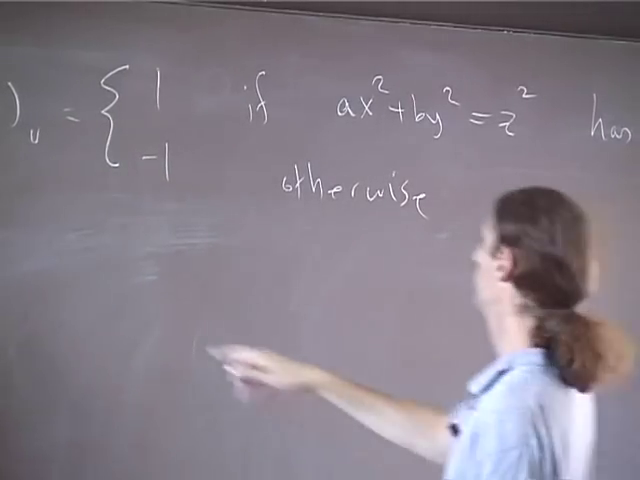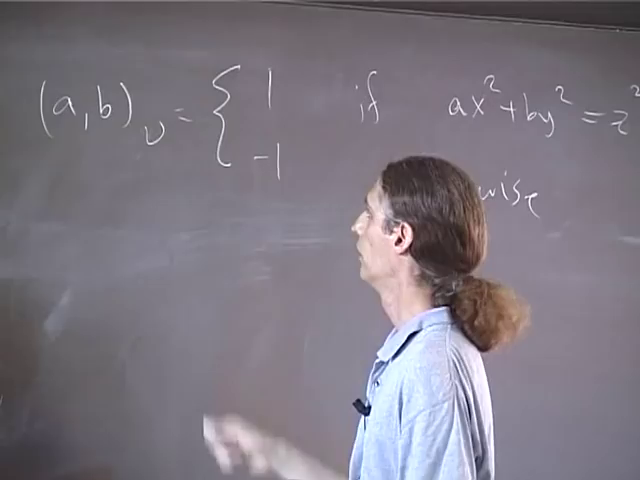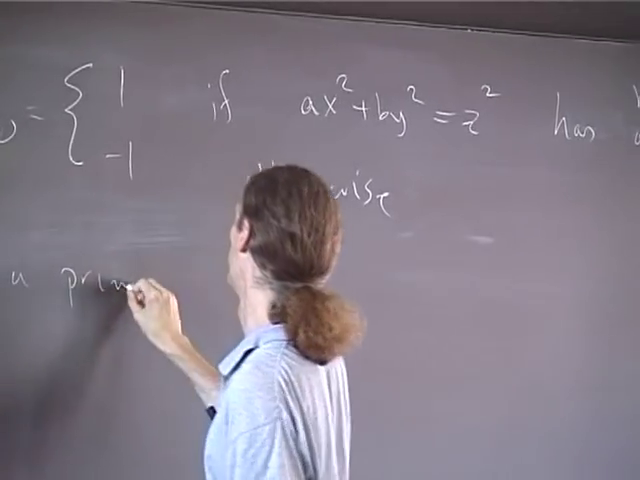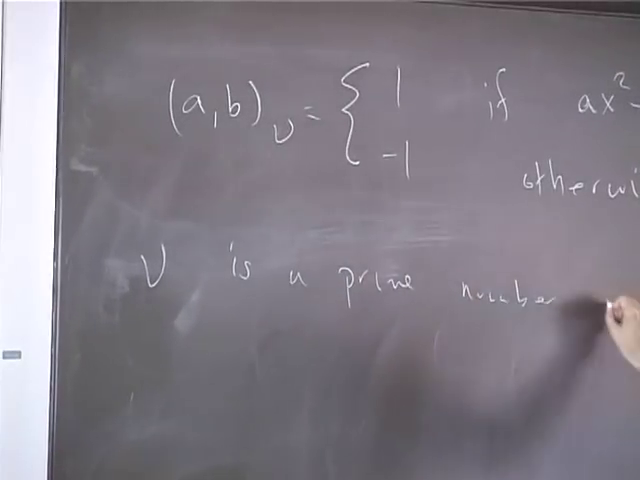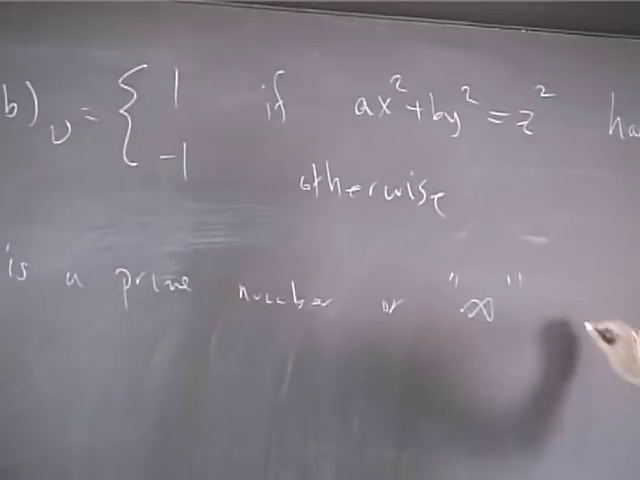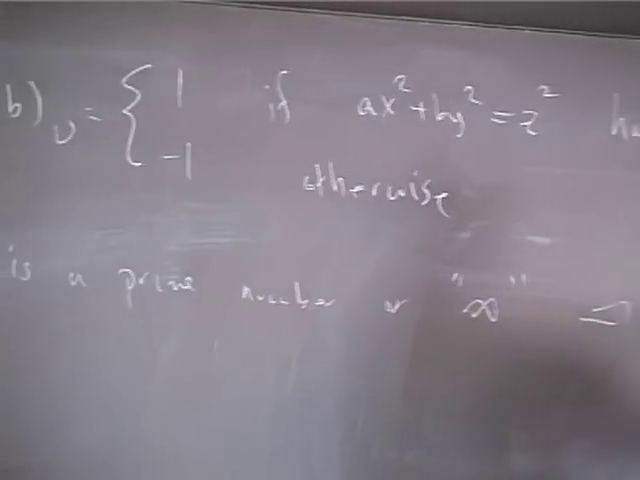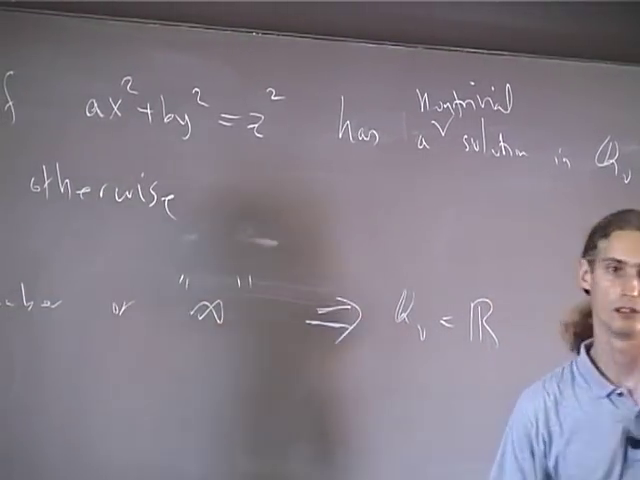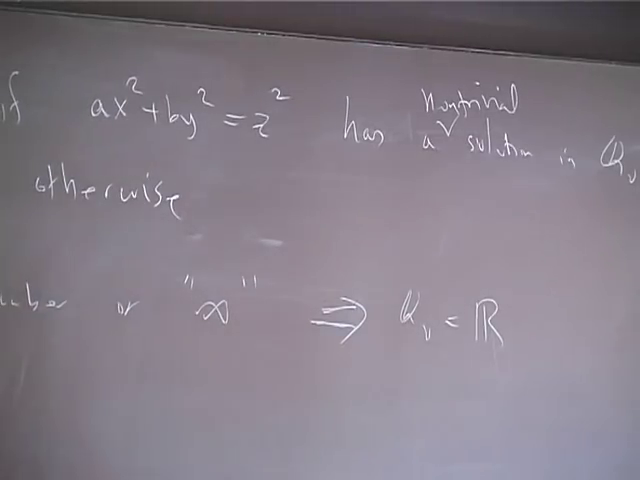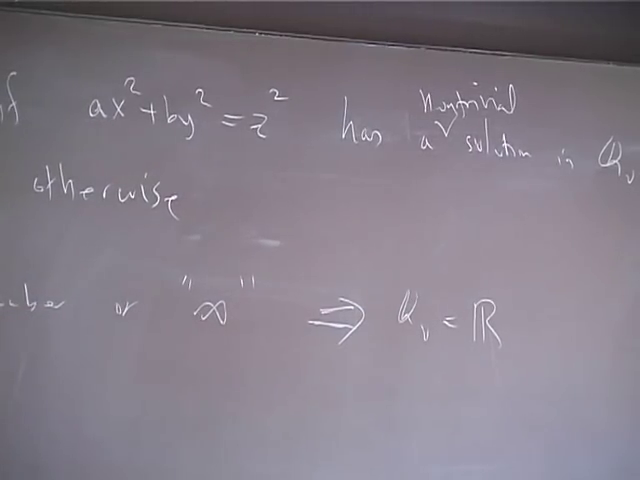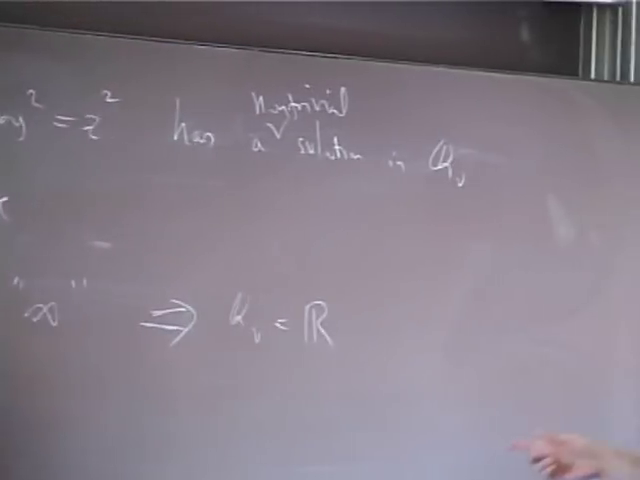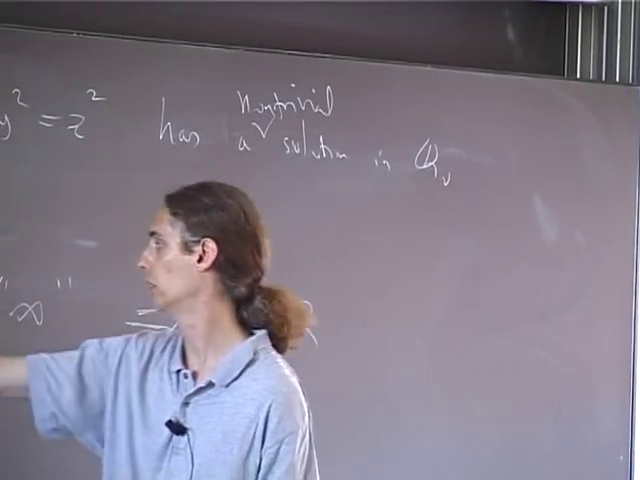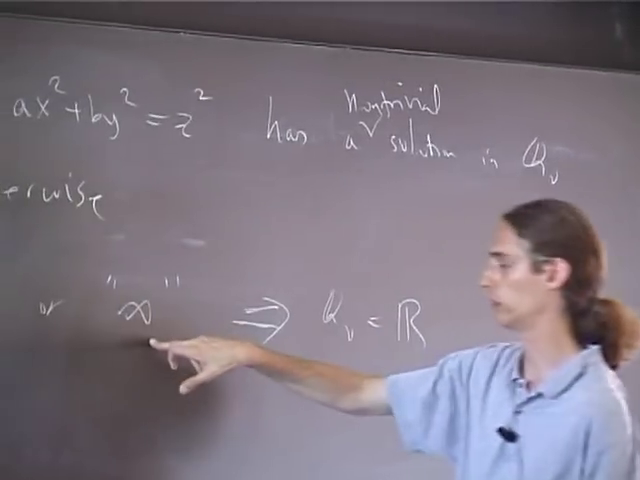Oh, so this is a prime or infinity, which means it's what's called a place. It denotes a completion of Q. So either a finite place or infinity.